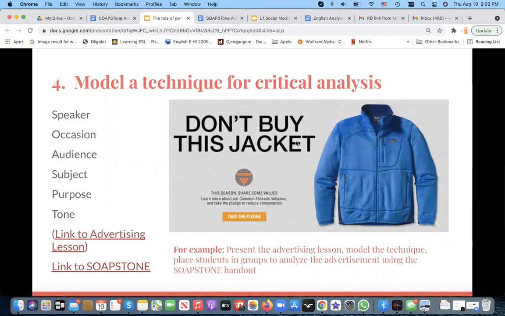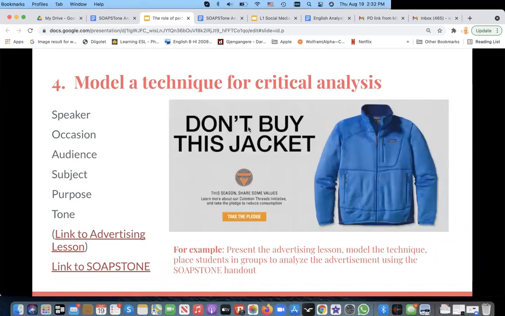And then there's the word in here, the season shares some values. So we're talking about values in the environment, right? And then just the image of the jacket. I'm not going to go too much into this because I want to keep on track of time here. So let me move my, okay.